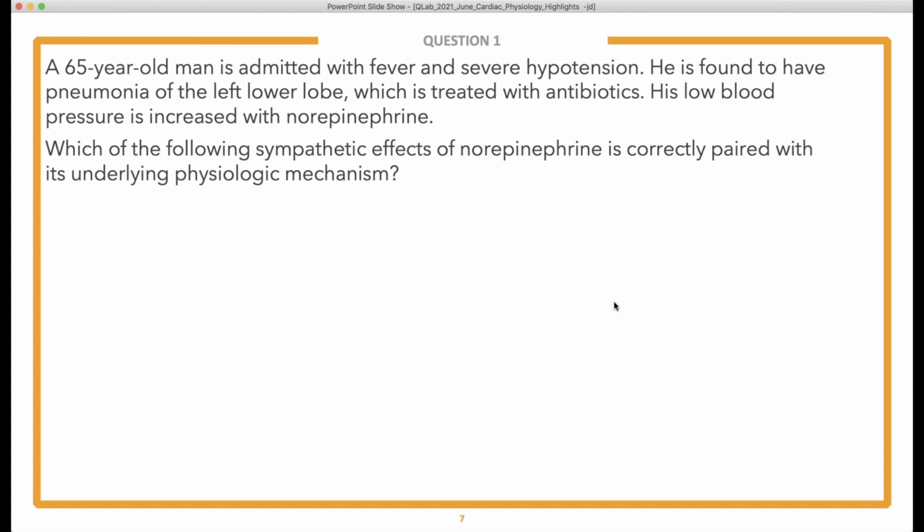Which of the following sympathetic effects of norepinephrine is correctly paired with its underlying physiologic mechanism? Once again, we'll ask you how many steps you believe this question will require before we move on. An example of a one-step question could be where they ask you, what is the diagnosis? An example of a two-step question could be where you're asked for the treatment for a diagnosis. And an example of a three-step question could be where you're asked for the mechanism of action for a treatment for a diagnosis. So with that in mind, please let us know in the question box how many steps you believe this question will require. And we'll move on to the vignette. I see the responses coming in, so let's go ahead and read that vignette.